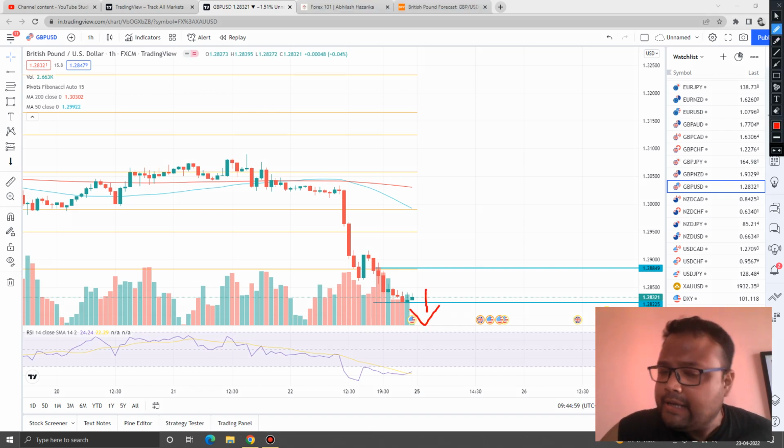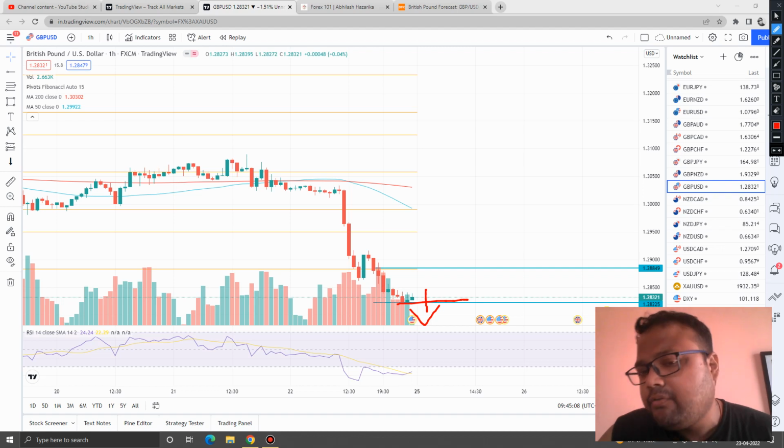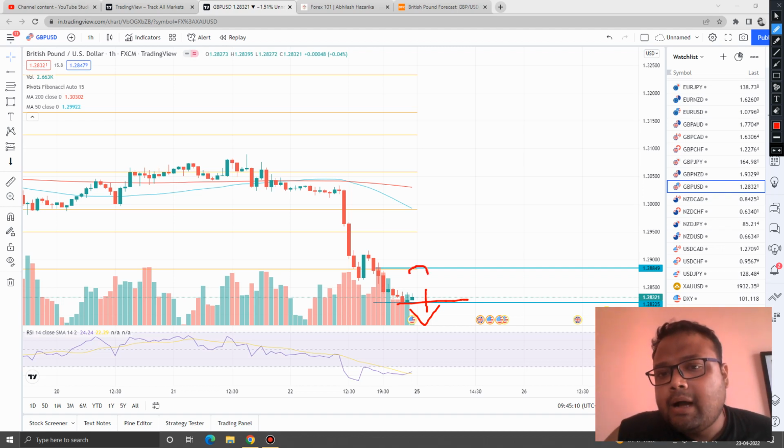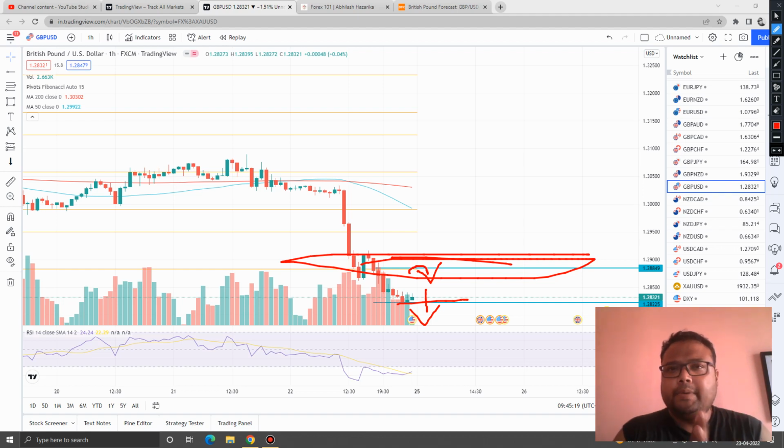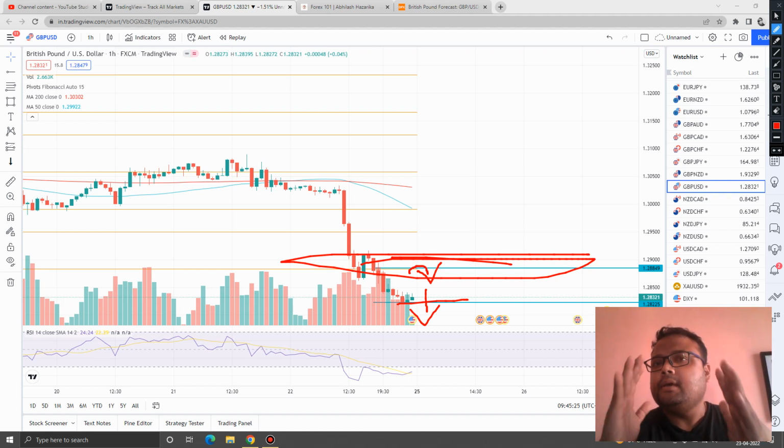If the market breaks it and we see that selling pressure continues, then obviously we can take a sell position below this level. Or if the market tries to recover and reverses from this level, we can take a sell position as well. So this is all about GBPUSD. I do not have much more to share on GBPUSD right now. I'll just say that please be careful with GBPUSD and follow proper risk management, because all GBP pairs are very volatile right now.